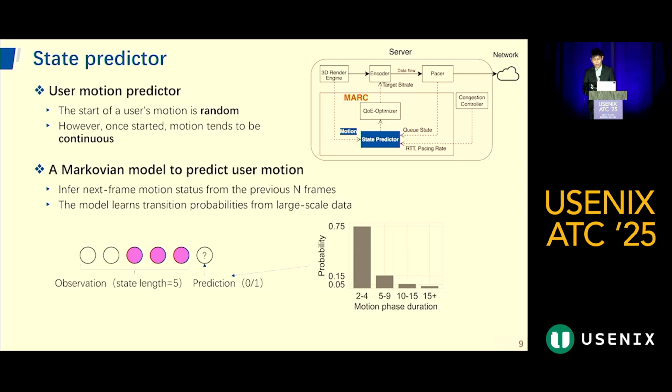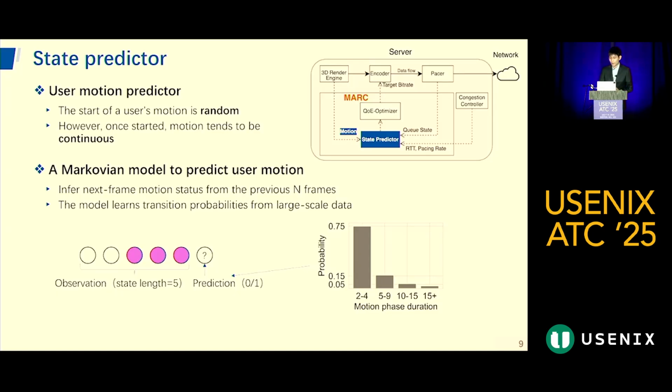The state predictor's job is to forecast the near future state of the system. And its most critical task is to predict user motion. Our key insight here is that while users' first action is random, once they've started, their motion tends to be continuous. So based on this, we built a lightweight Markovian model. It analyzes the state of the last few frames to predict the probability that the next frame will also be a motion frame. The motion transition probabilities are learned directly from our large-scale online dataset, which makes the online prediction extremely fast and efficient.